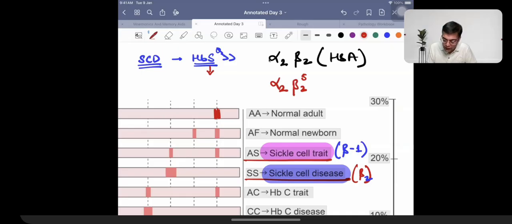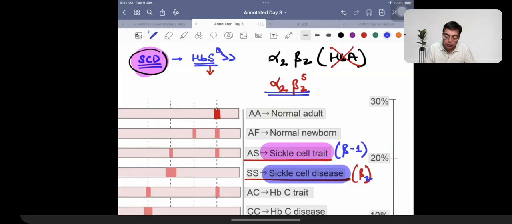So in patients having sickle cell disease, please remember this fact. There is no hemoglobin A. These patients have only and only hemoglobin S. Sickle cell disease patients do not have hemoglobin A, they just have hemoglobin S.